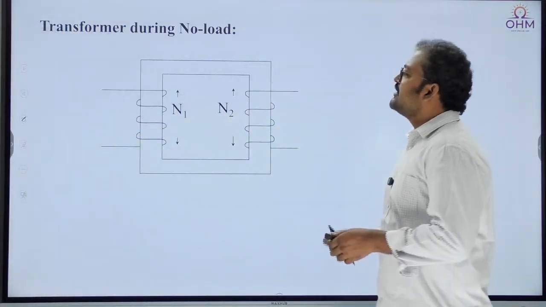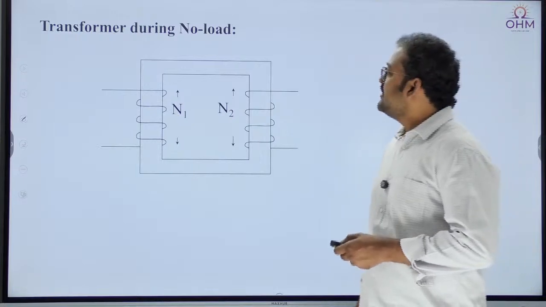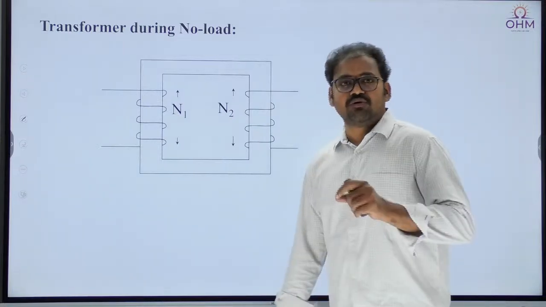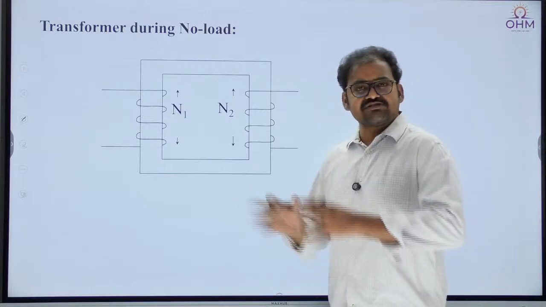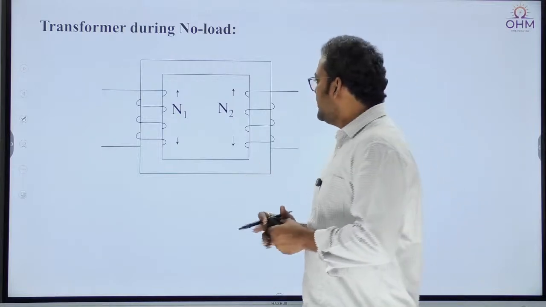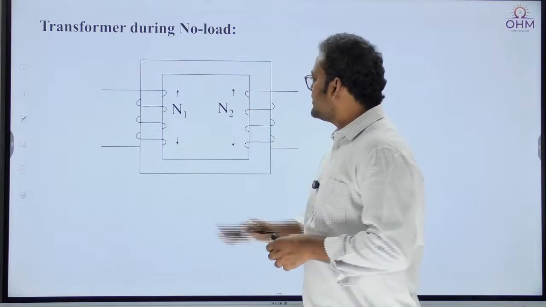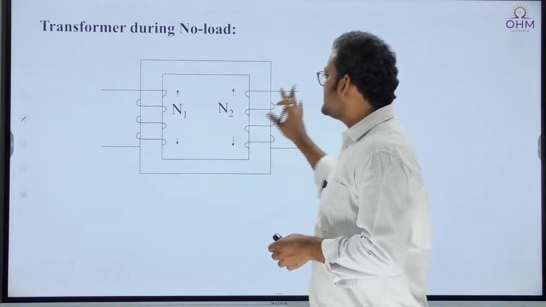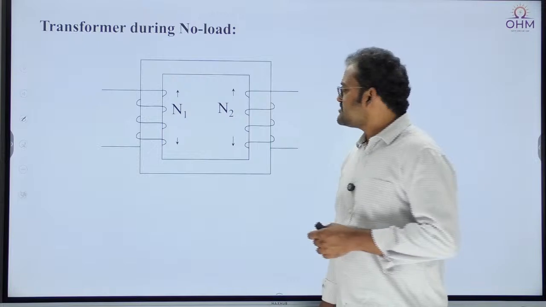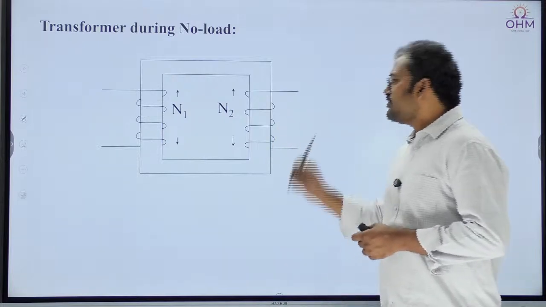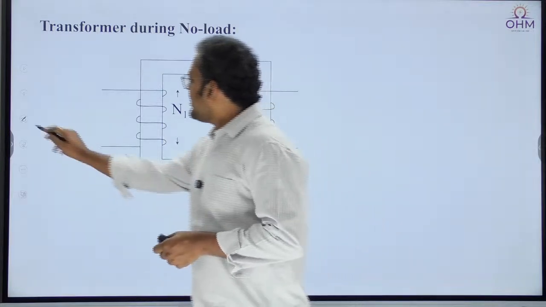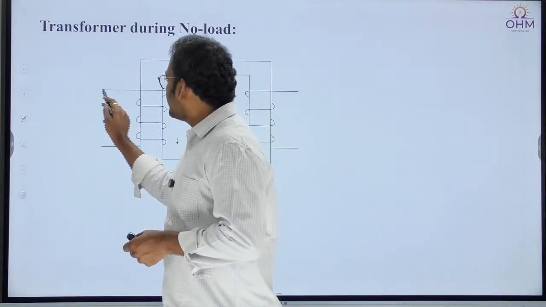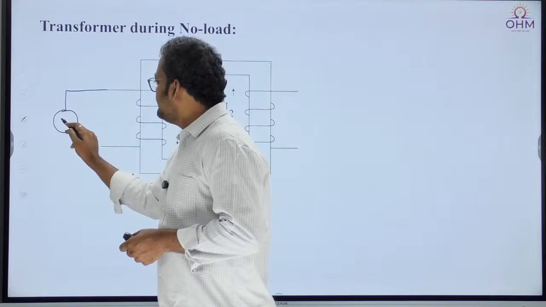So now let us see the next observation, transformer during no load condition. How does a transformer behave under no load condition? Some important points we will study. This is a transformer I have selected. The primary winding has N1 turns, the secondary winding has N2 turns, and I don't connect any load on the secondary. That means the transformer is under no load condition. But the primary winding I will be connecting across an AC voltage source.